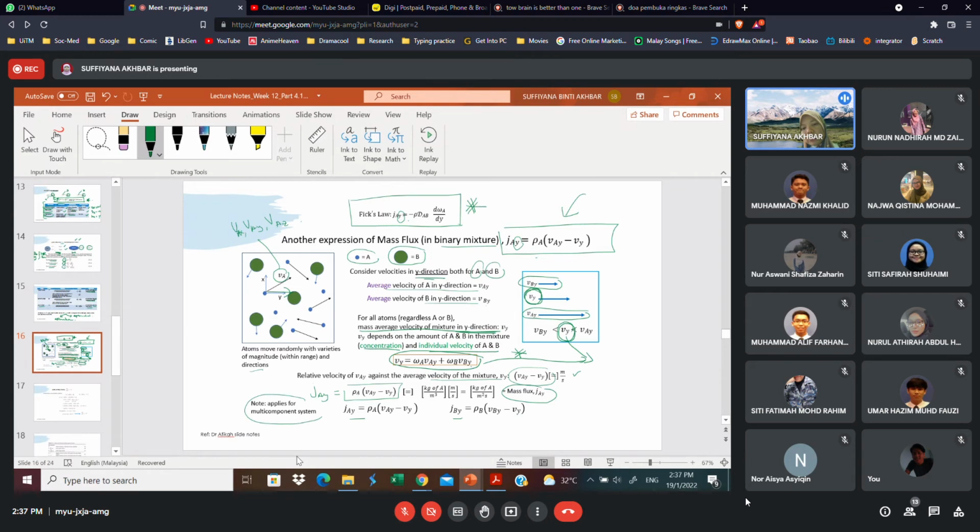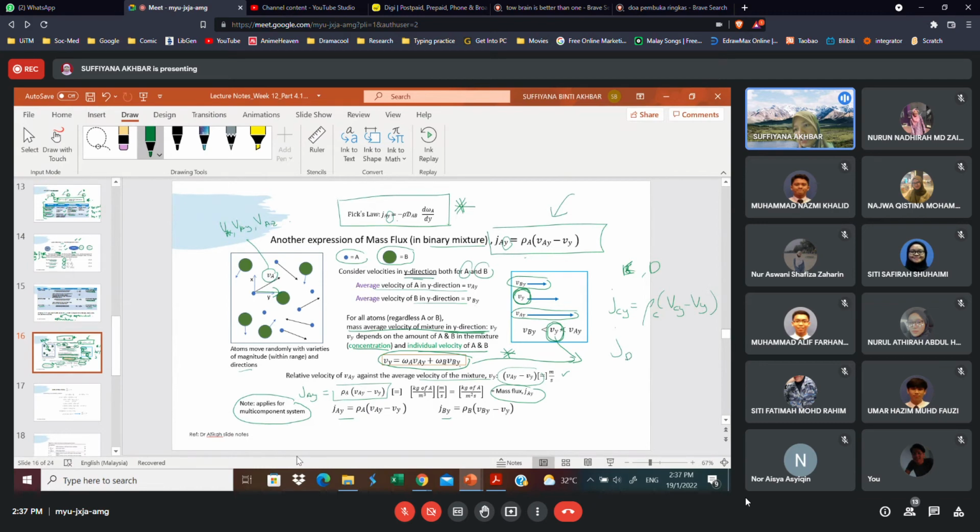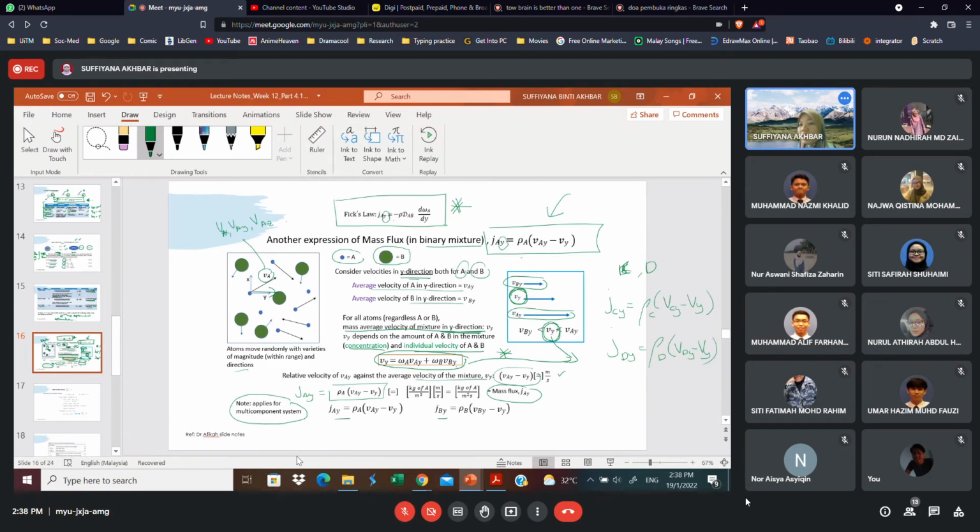It is applied also for multicomponent systems. For example, besides A and B, you have other components, C and D. Then you can write that the mass flux of component C in the positive y direction is equal to rho_C times v_Cy minus v_y, and the mass flux of component D in the y direction is equal to rho_D times v_Dy minus v_y. So this is in the y direction. In the x direction, j_Cx is equal to rho_C times v_Cx minus v_x, and similarly j_Dx equals rho_D times v_Dx minus v_x. For z, just change it accordingly.